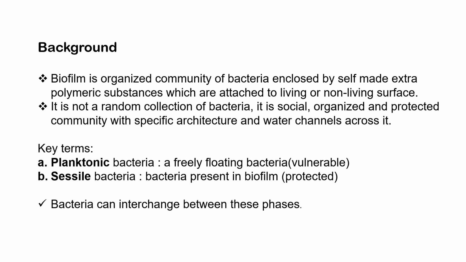There are some key terms which we have to know before diving into the topic. The first one is planktonic bacteria. They are the freely floating bacteria. These are the vulnerable bacteria which can be killed by antibiotics and immune system. The second one is sessile bacteria. Sessile bacteria are the bacteria that are present in biofilm and are protected. Bacteria can interchange between these phases according to the condition.